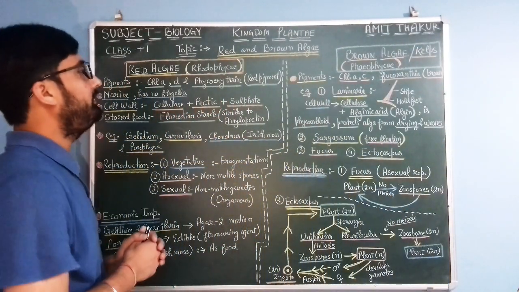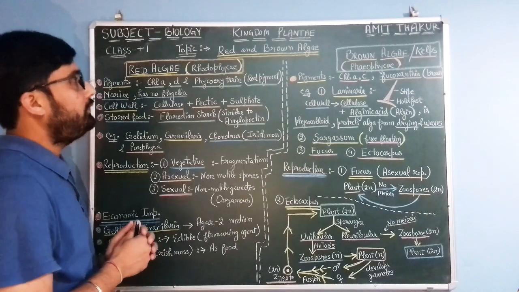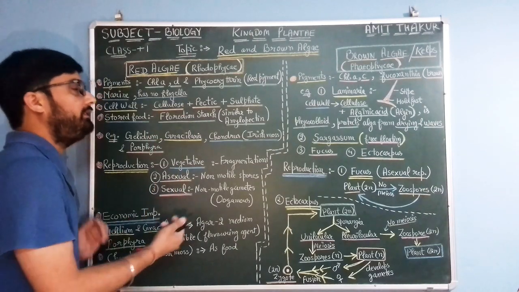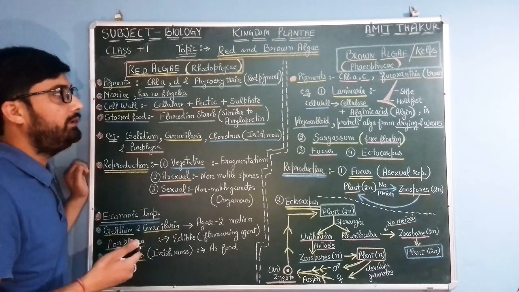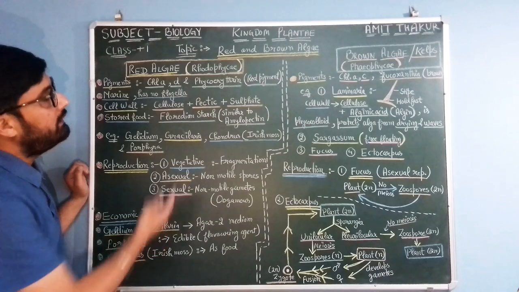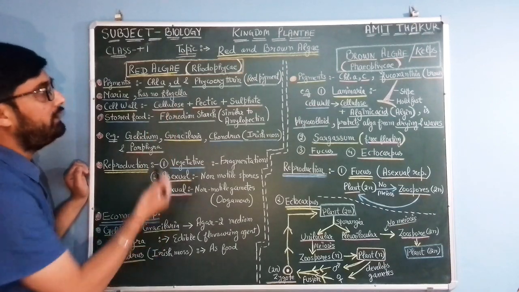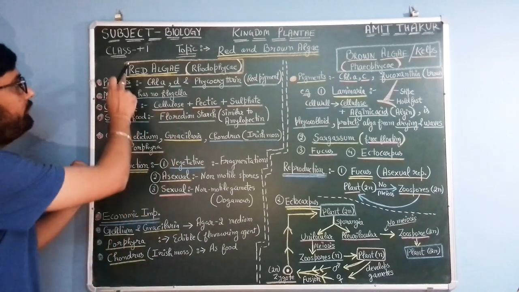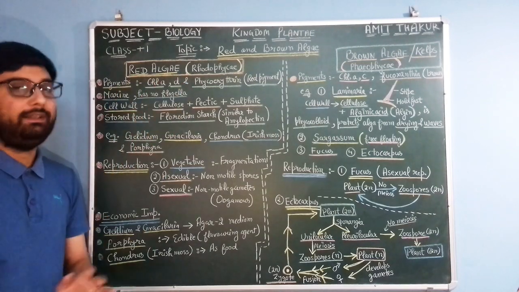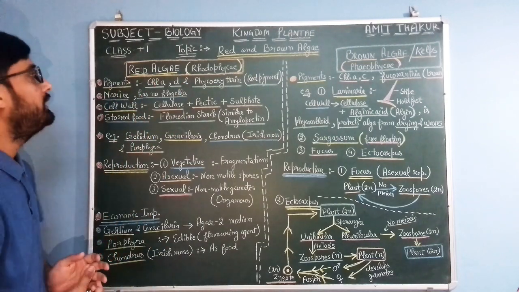Good morning, students. Today our topic is red and brown algae. In our previous lecture, we discussed green algae, or Chlorophyceae, under kingdom Plantae. So today, red and brown algae. First of all, red algae, which is also known as Rhodophyceae or Rhodophyta.